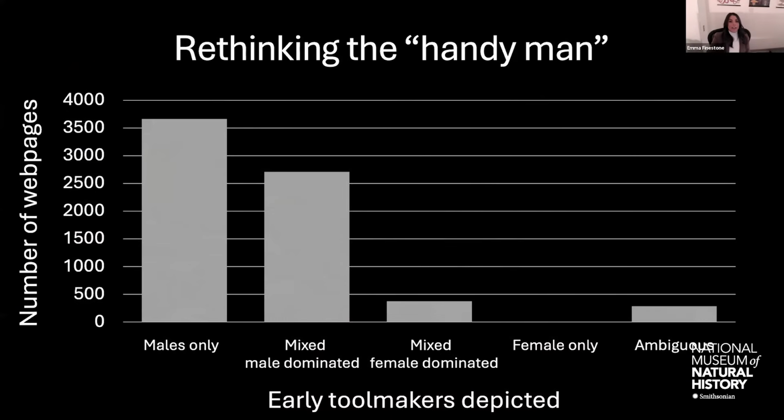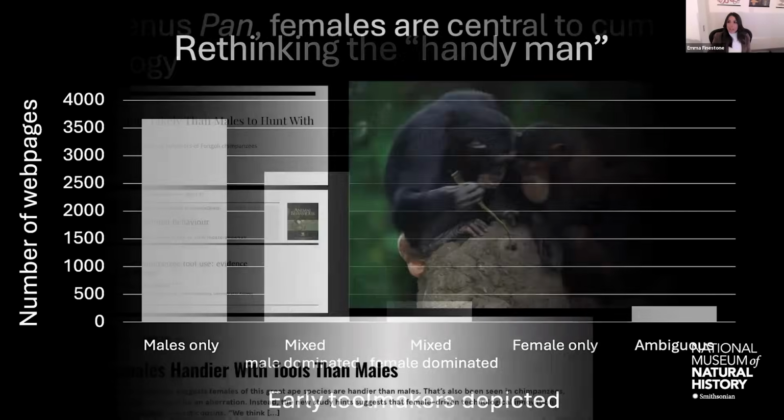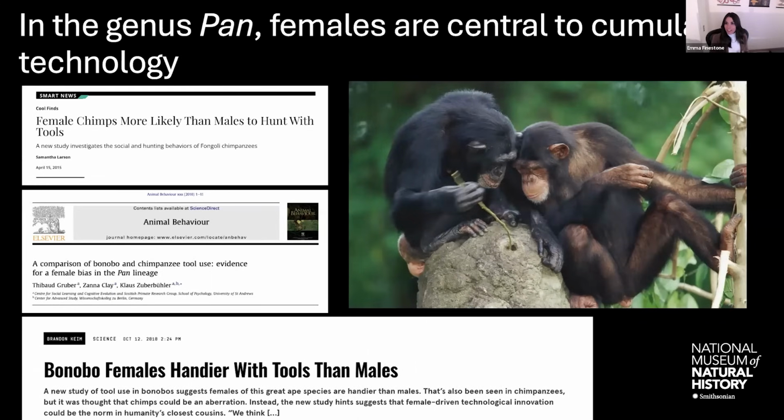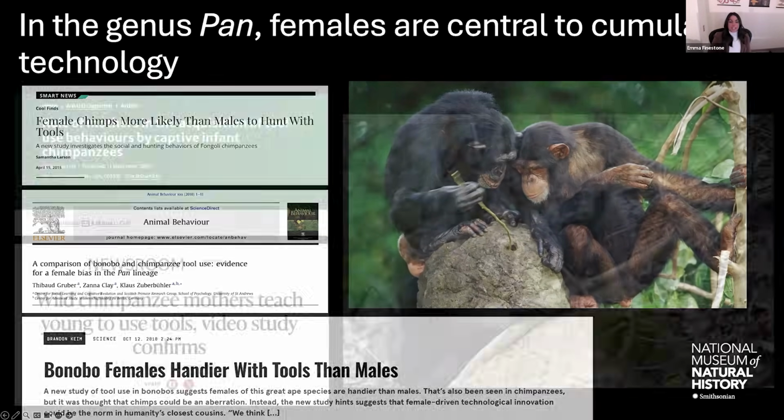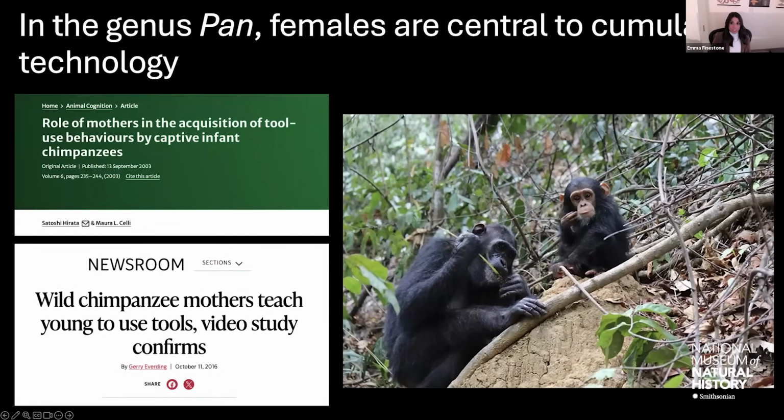And what we find is that the number of web pages, it's over 3,500 that are males only, and there are very few depictions that are reproduced on websites that show either female-dominated groups making tools or female-only groups making and using tools. And this is kind of counter to what the evidence from our closest living relatives in genus Pan would tell us. In genus Pan, which is chimpanzees and bonobos, it's females that use a broader variety of tools, engage in tool-related behaviors more frequently, and also demonstrate greater proficiency. They also play a really key role in transmitting culture to the next generation.